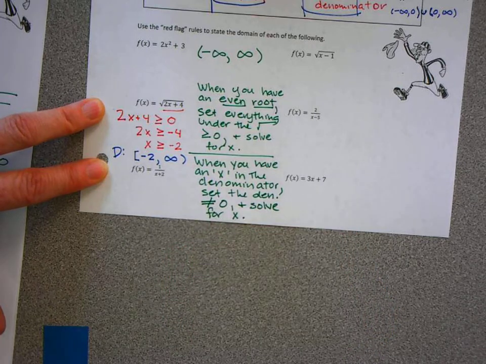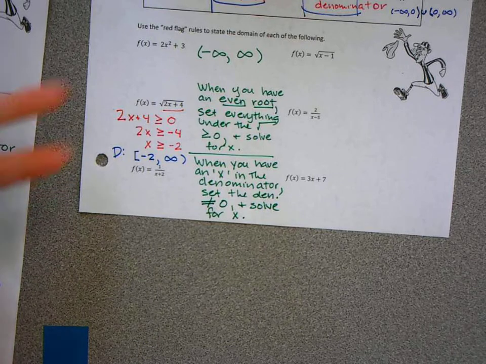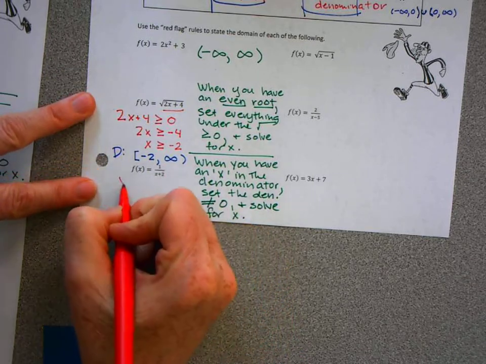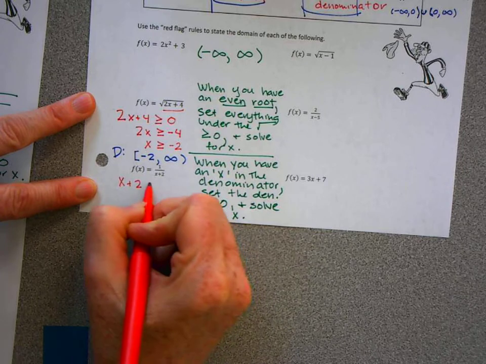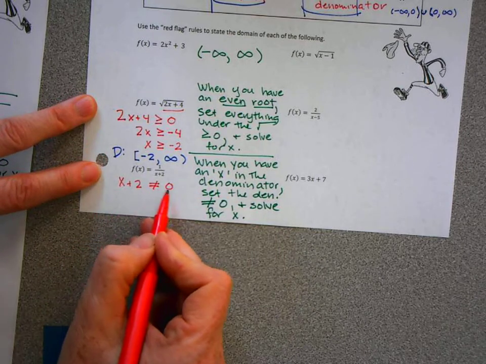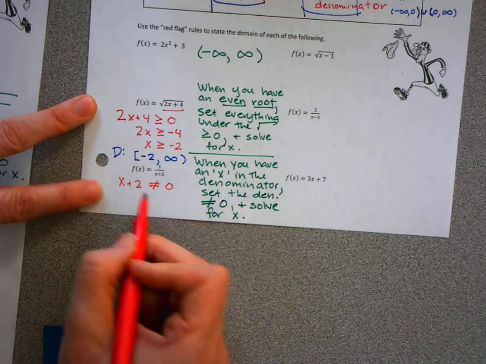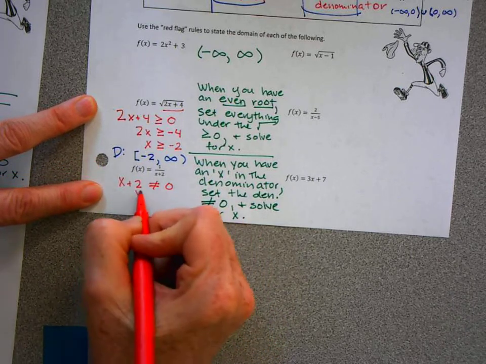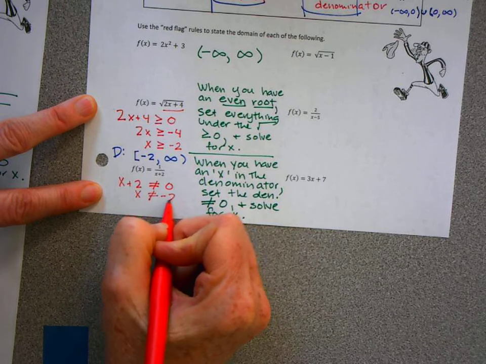So here's what I do. All right, look at this problem. Oops, there's a flag. So I take the entire denominator, x plus 2. I set it not equal to 0 because the whole denominator cannot equal 0. That's just true. I'm going to solve for x. Subtract 2 from both sides. X does not equal negative 2.